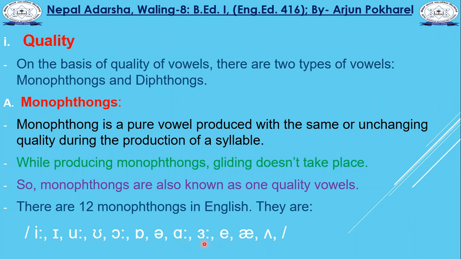It is the shortest R, and it is the longest R. Then it is A. A is always short. And this is the ya sound, for example while producing cat, cat, yeah. And this one is another sound. These are the 12 different monophthongs in English.